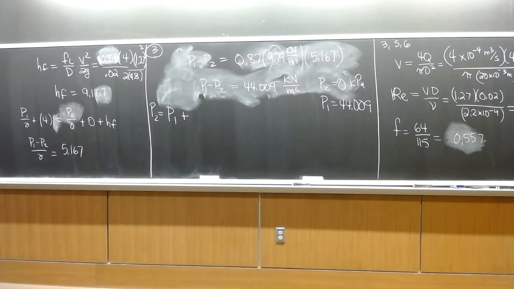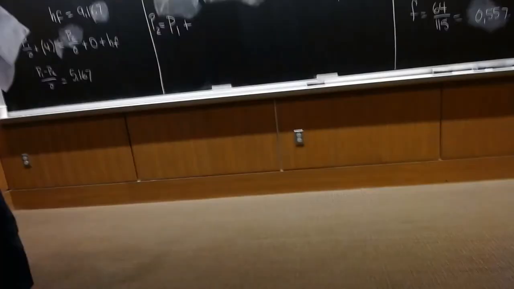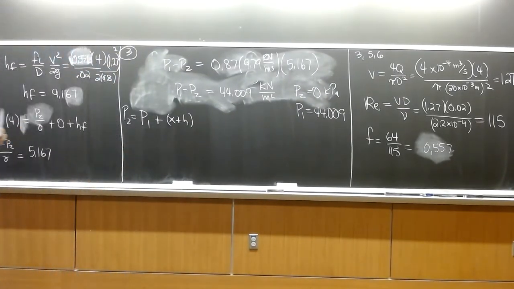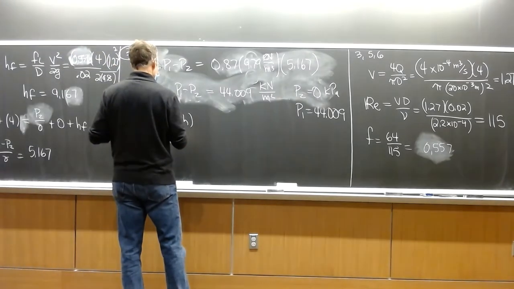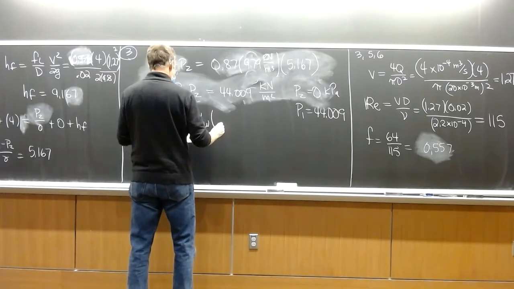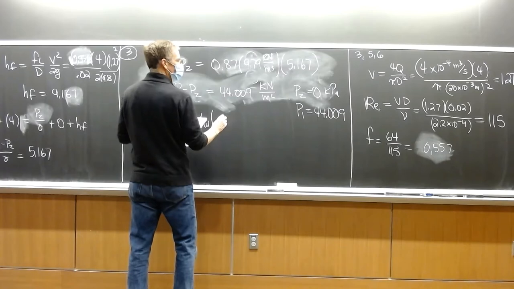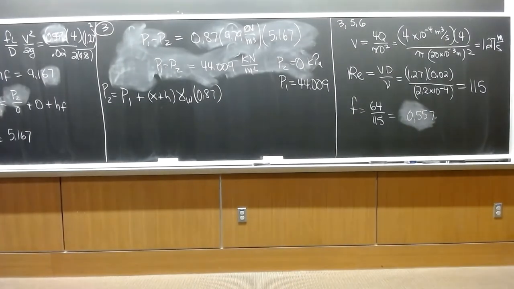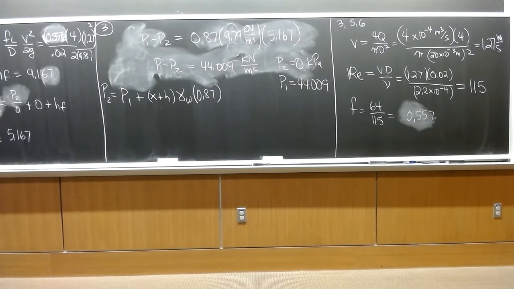All right, so the pressure you want, we start at P1 and then go a distance x, some unknown distance, plus h. And we're going through the manometer. So that's the distance times the unit weight, which is unit weight of water times specific gravity, okay, that gets us to the top of the manometer fluid, and then we go minus h.